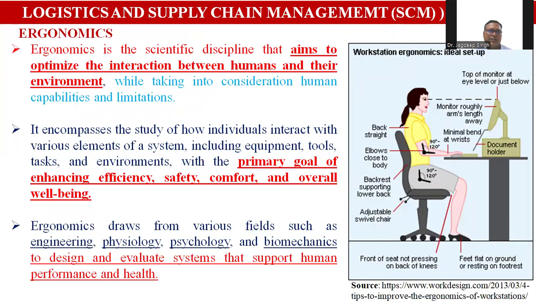Now, the third topic is ergonomics. So ergonomics is the scientific discipline that aims to optimize the interactions between humans and their environment while taking into consideration human capabilities and limitations. It encompasses the study of how individuals interact with various elements of the system, including equipment, tools, tasks, and environment, with the primary goal of enhancing efficiency, safety, comfort, and overall well-being.